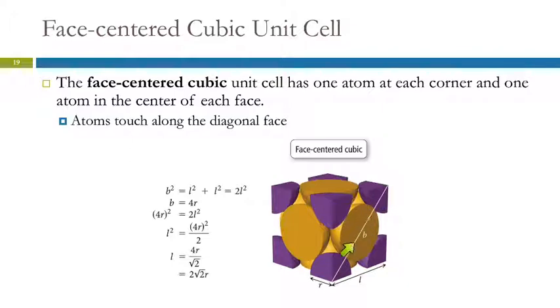Here the atoms are touching along a diagonal face. In body-centered cubic, they touch diagonally from one corner of the cube to the other. Here it's just along the face. And so this line here would represent 4R, and so from that we can calculate what L is. L is 2 times the square root of 2 times the radius.